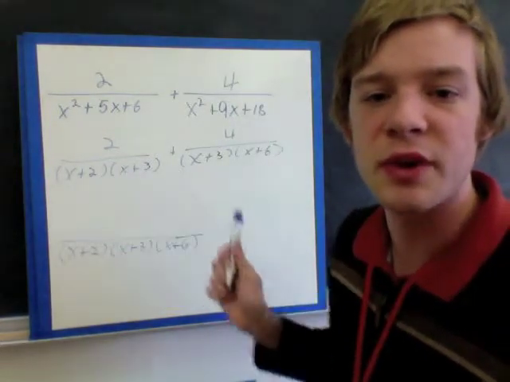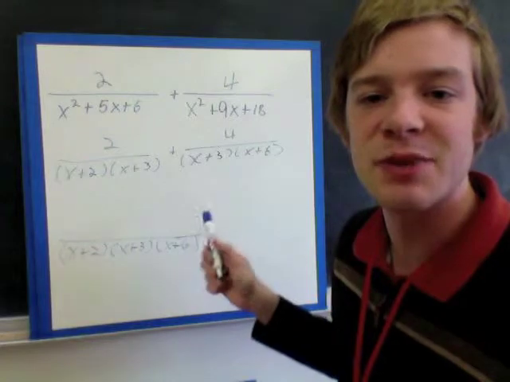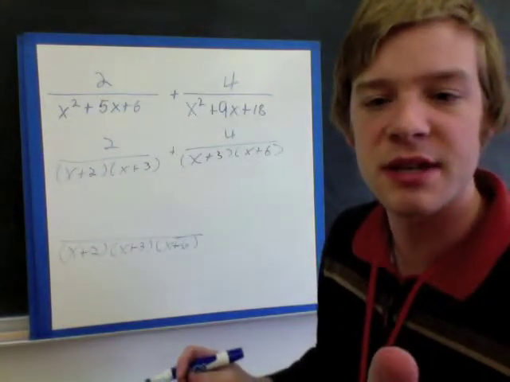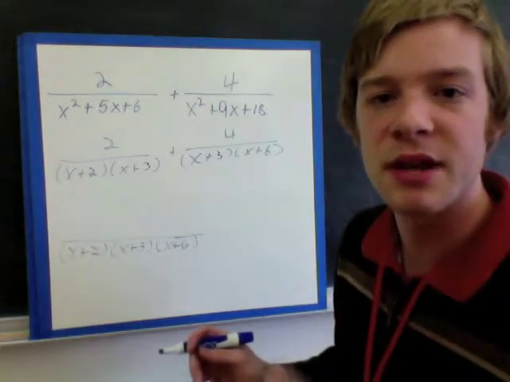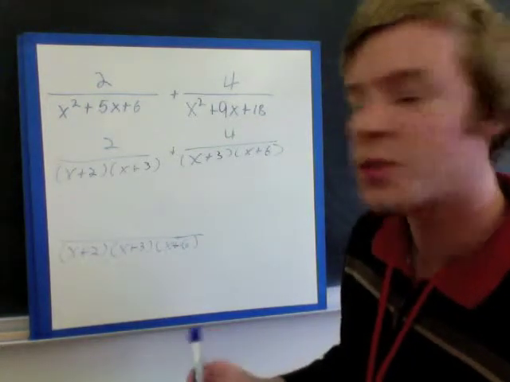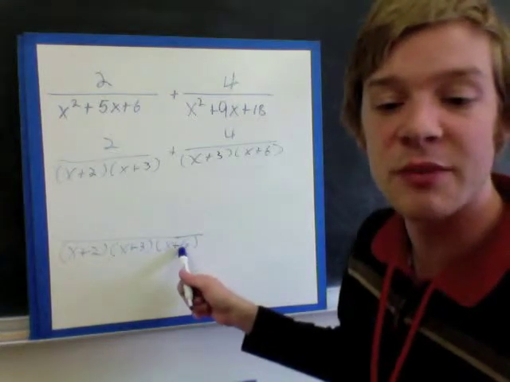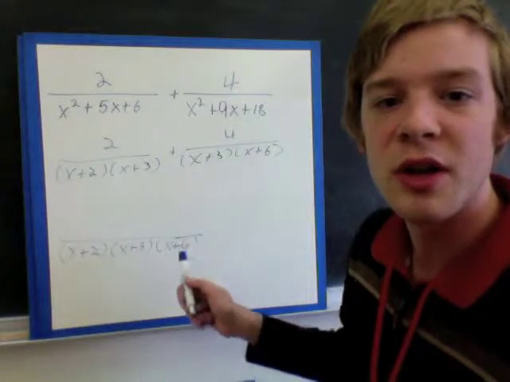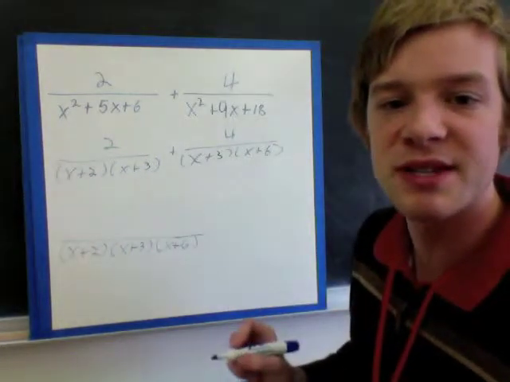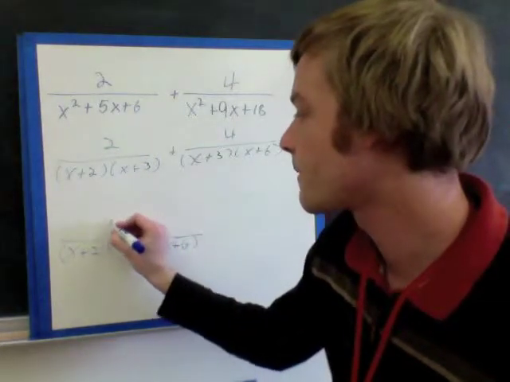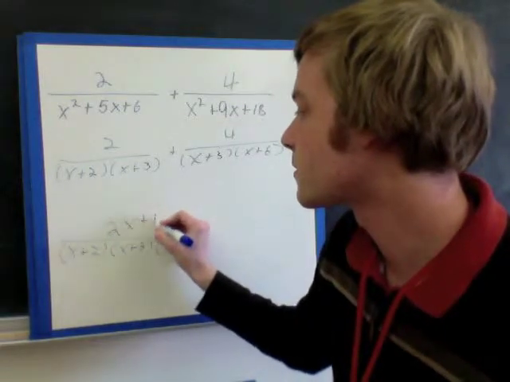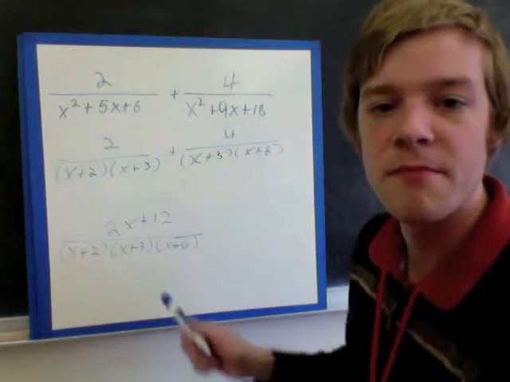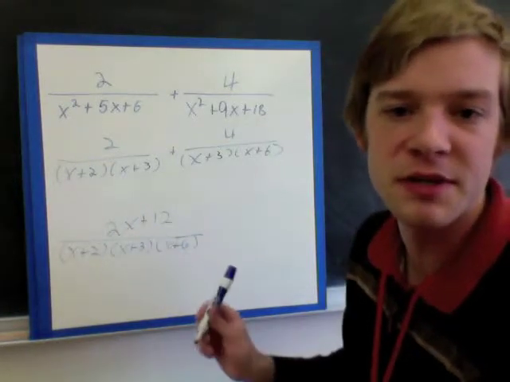Now, in this first one right here, I'm missing the x plus 6, so I have to multiply both the top and the bottom by the x plus 6 in order to get the common denominator. So I've already multiplied the denominator by the x plus 6, but I need to multiply the numerator by the x plus 6 as well. So I'm going to multiply 2 times x plus 6. So I get 2x plus 12 here. So I multiplied both the top and the bottom by the x plus 6.